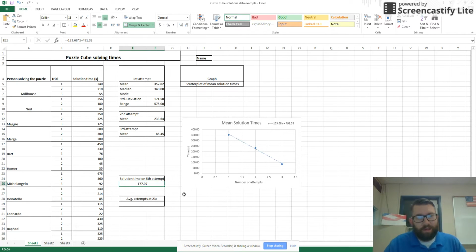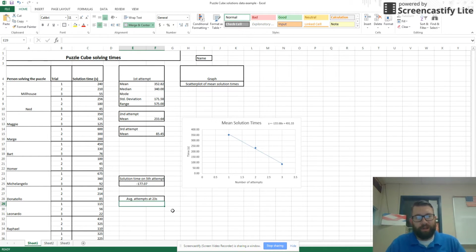Now notice, this is a negative number, negative 177.07 seconds. My data supports that because of the downward trend. So if we notice, this isn't a real scenario, but it gives you an idea of how to project trend lines.